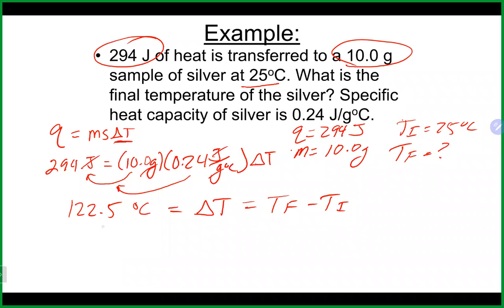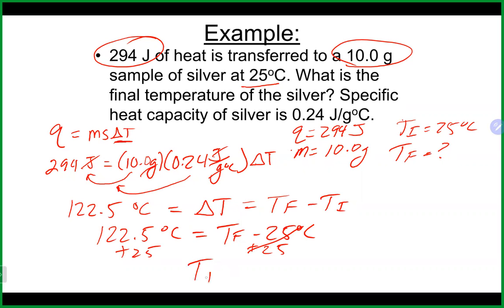So when we do that, we got 122.5 is equal to our final temperature minus 25 degrees Celsius, which was our initial. That means we're going to add that to both sides. Those will cancel, and that will get us something like a final temperature of 147.5 degrees Celsius.